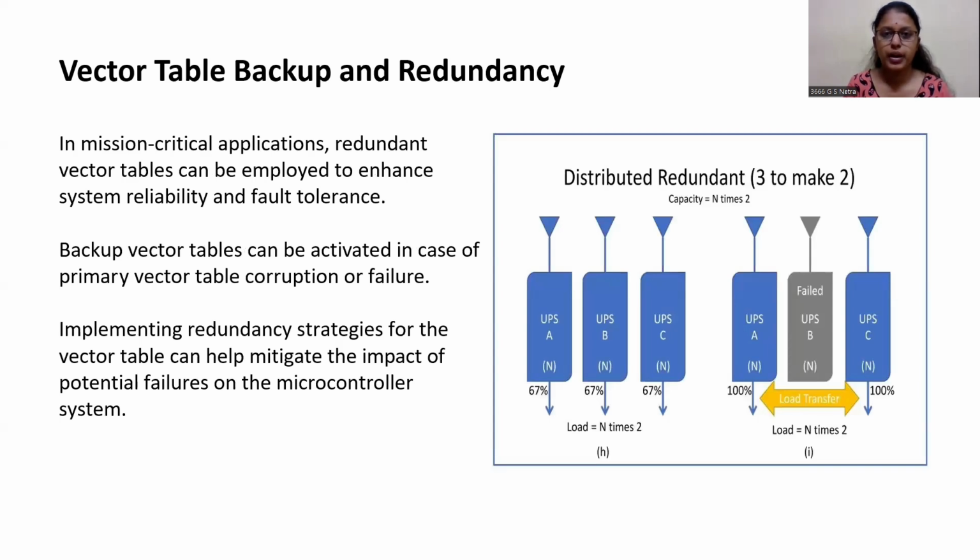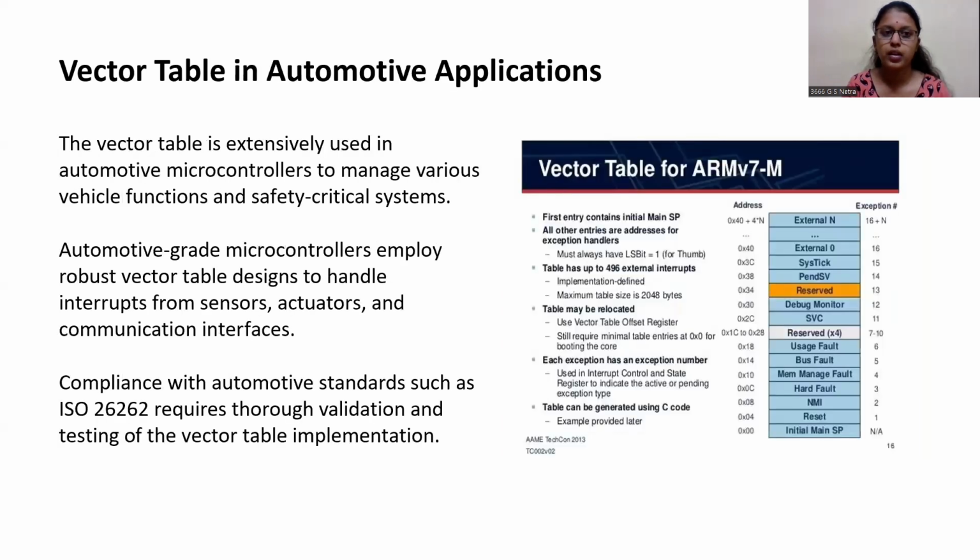Vector table backup and redundancy. In mission-critical applications, a redundant vector table can be employed to enhance system reliability and fault tolerance. Backup vector tables can be activated in case of primary vector table corruption or failure. Implementing redundancy strategies for the vector table can help mitigate the impact of potential failures on the microcontroller systems.